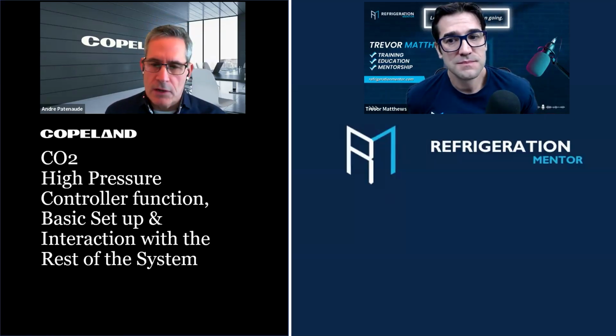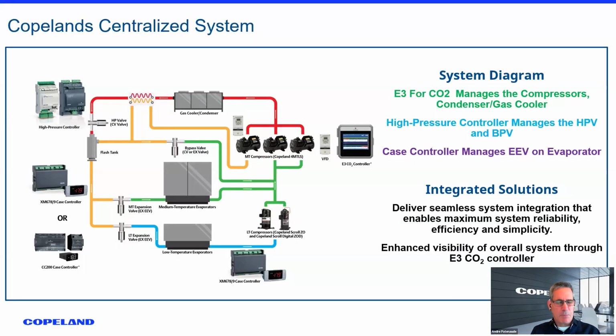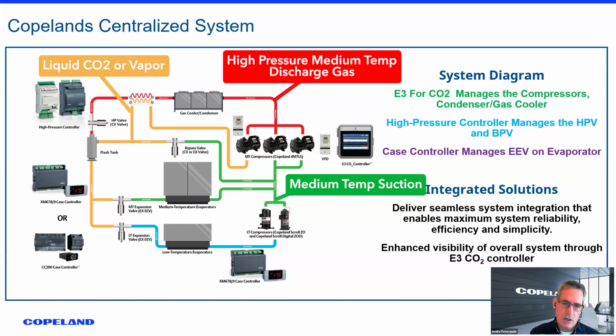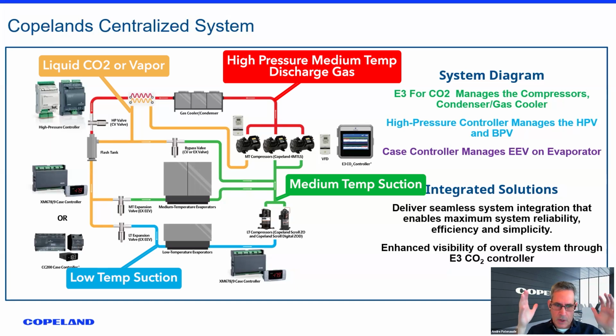So iPro, we're going to be talking about that. I wanted to baseline us here on this system, because I'm going to be using this system and these colors. So if you're looking at it, I wanted you to understand what that means right away. The red is always going to be high pressure, medium temp discharge gas or gas cooler outlet. Anytime you see yellow, it's either going to be liquid CO2 or vapor coming off the flash tank. Green is always medium temp suction, and blue is always low temp suction, just because I've got another chart coming up and I want you to understand what those colors mean without wasting any time.